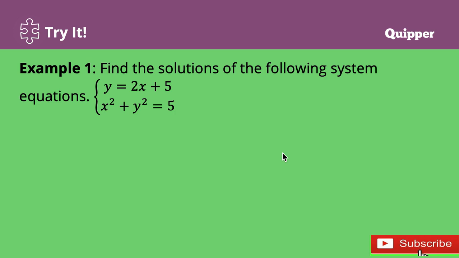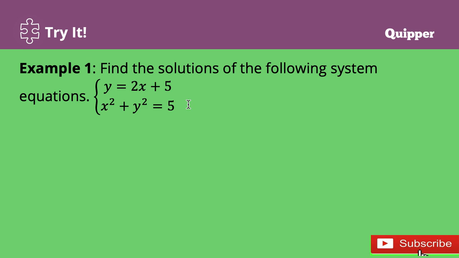Let's try some examples on how to find the solutions if we are given two equations, the linear equation and the equation of a circle. Number 1, find the solutions of the following system of equations. Note that the first equation represents a line and the second equation represents a circle.